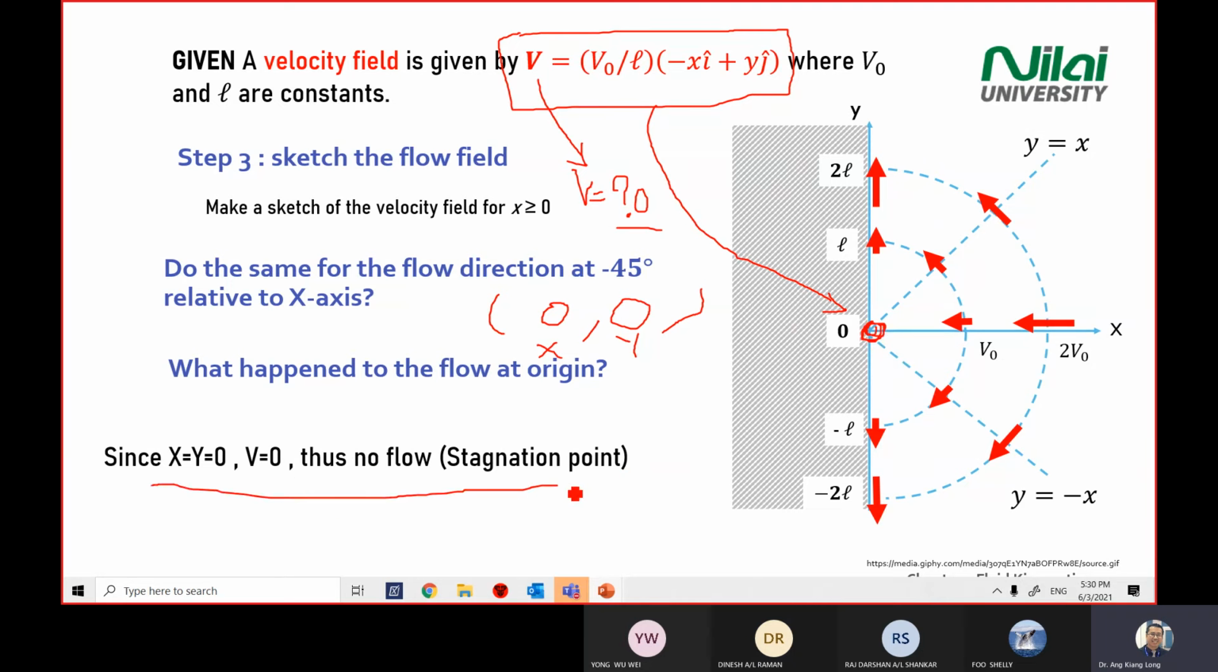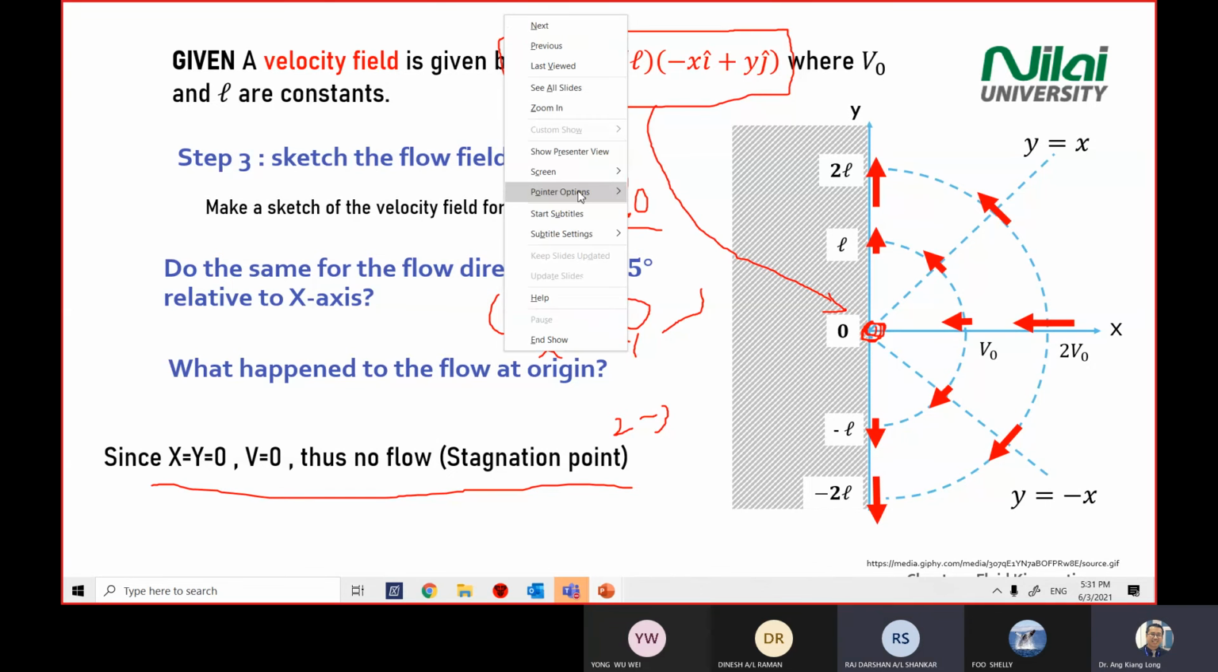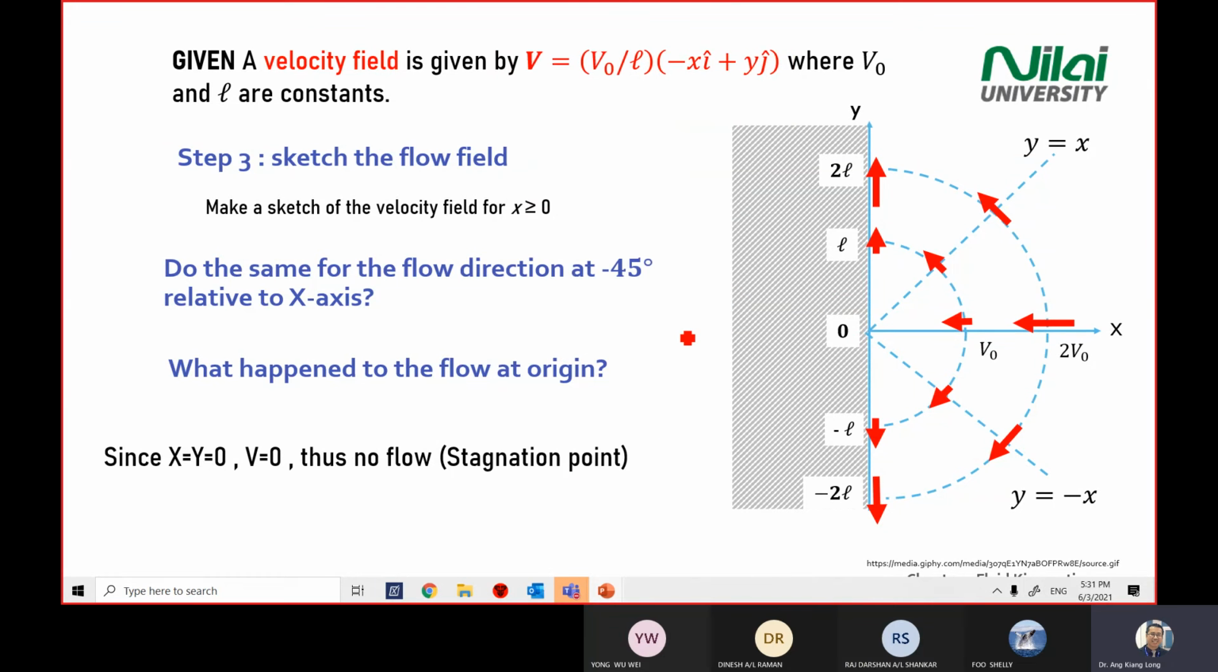So sometimes this kind of explanation is also a 3 mark question, it will cost you 2 to 3 marks. It's a very straightforward bonus mark, but it depends on whether you understand or not. What does the value mean? In this case, if your velocity is 0, it means no movement, no velocity means no flow. No flow means stagnation point. Okay, Ross, you understand, yeah? Yes, sir. Okay, good.